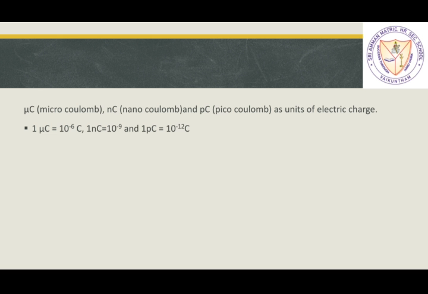Fermi is 10 to the power minus 15, all those things. Milli is 10 to the power minus 3. Micro is 10 to the power minus 6. Then nano is 10 to the power minus 9. Then pico is 10 to the power minus 12. And then Fermi is 10 to the power minus 15. So, electric charge is additive in nature.